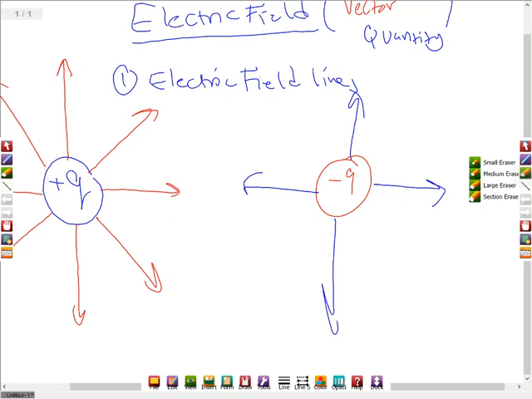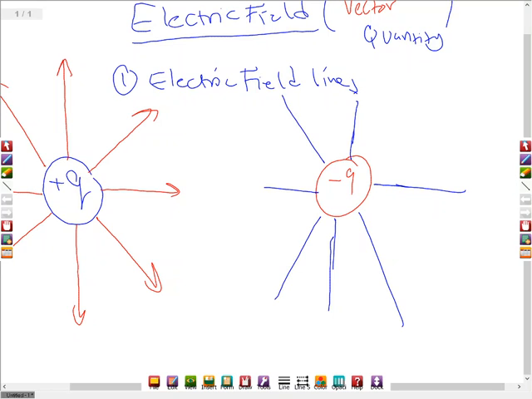But the lines will go where? Towards the negative charge.